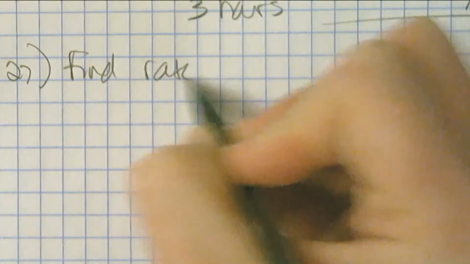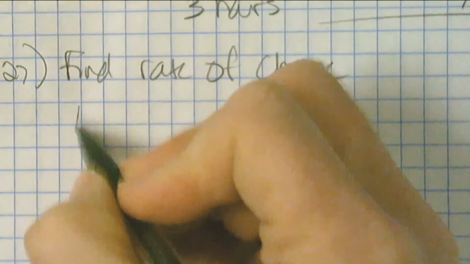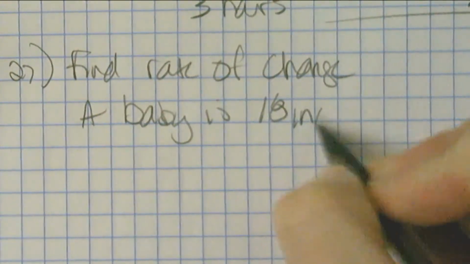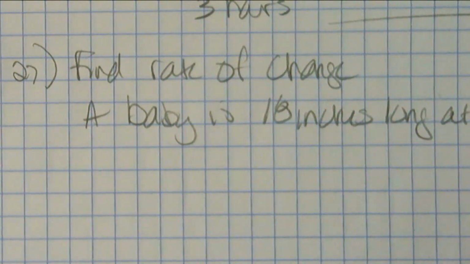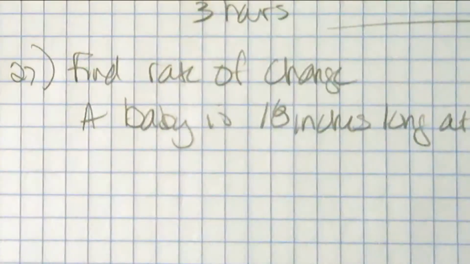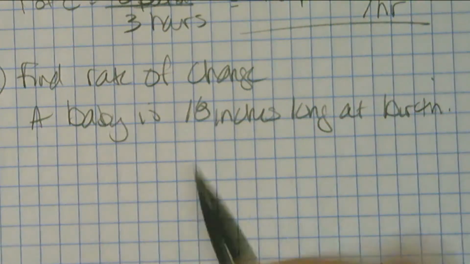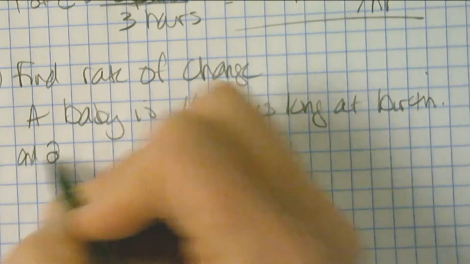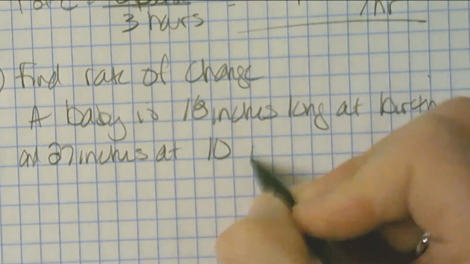It said, find the rate of change. All right, and they were telling us that we have a baby that is 18 inches long at birth, and 27 inches at 10 months.